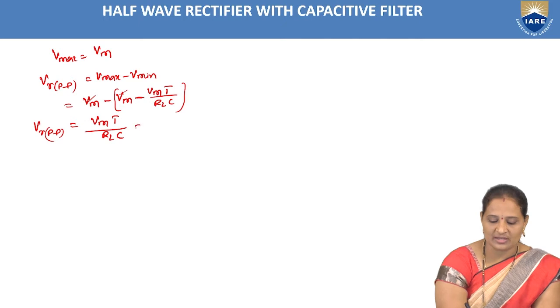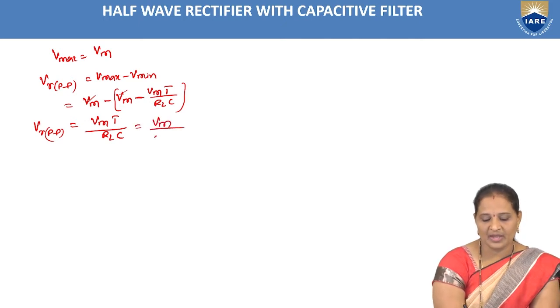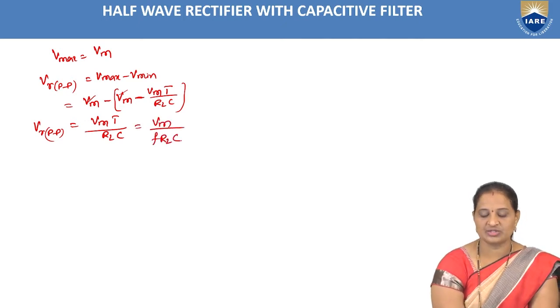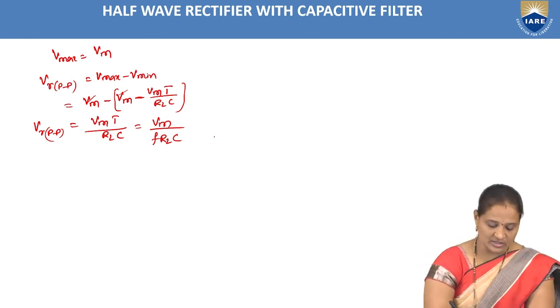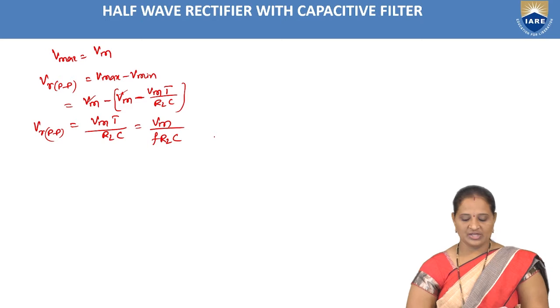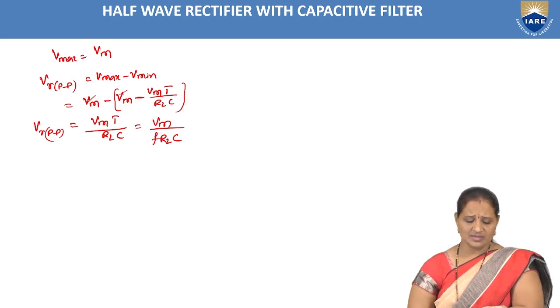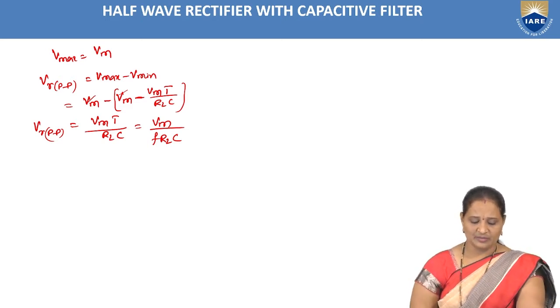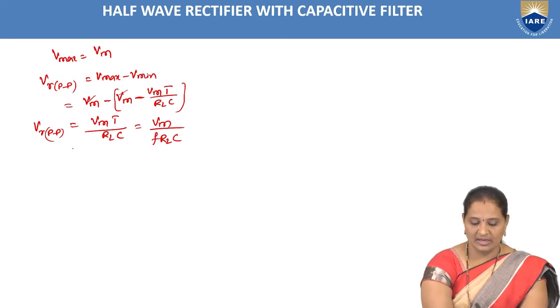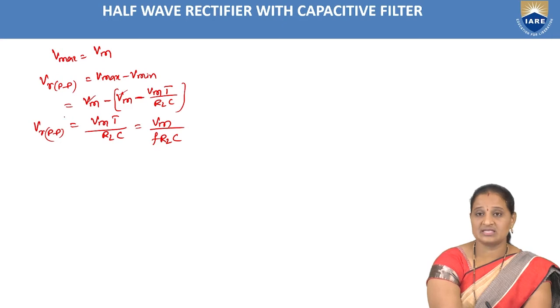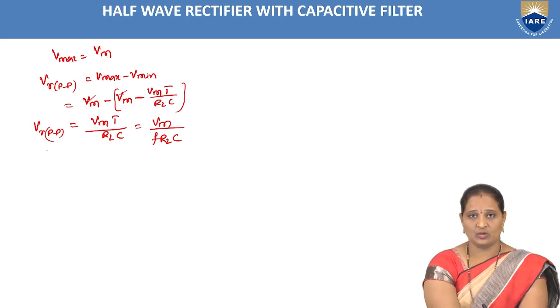So we can also write this as Vm by F into RL into C, where the inverse of the time period is nothing but the frequency. This is the peak to peak value of the ripple voltage.